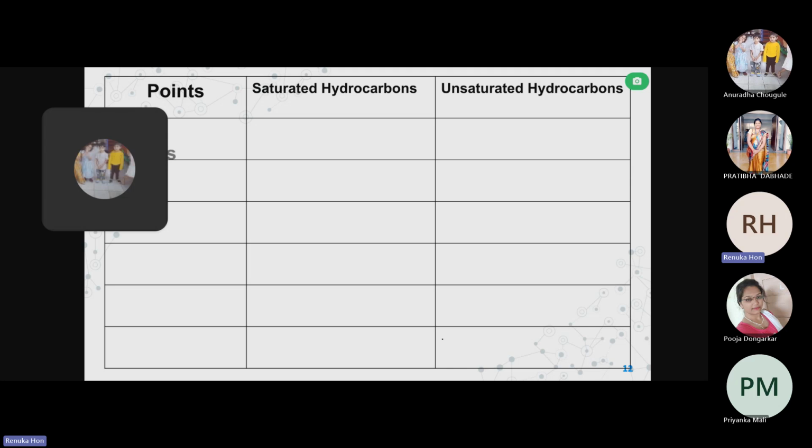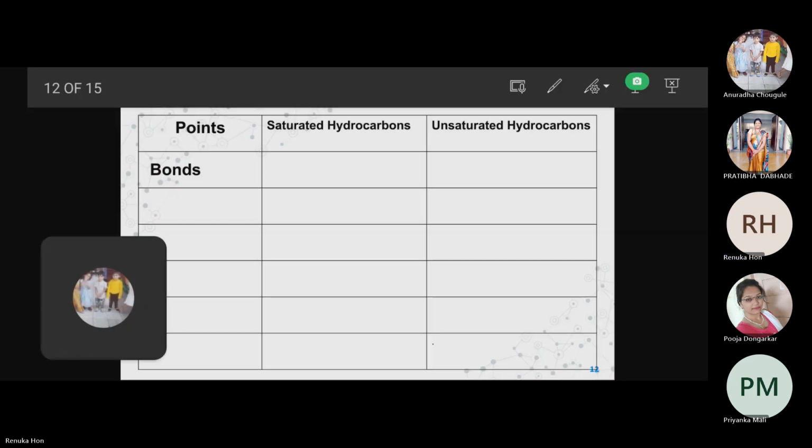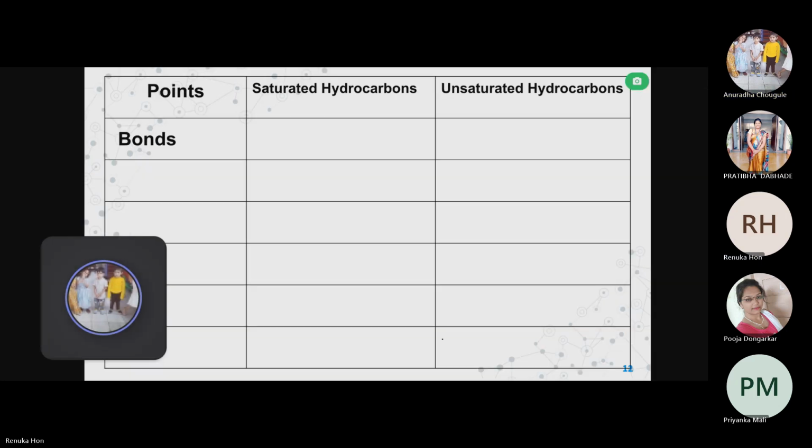So first, bonds. Which type of bonds is present in saturated and unsaturated? Saturated hydrocarbons contain only single bonds, single covalent bonds, and unsaturated hydrocarbons contain double and triple bonds, which include the pi bond. Okay, very good.